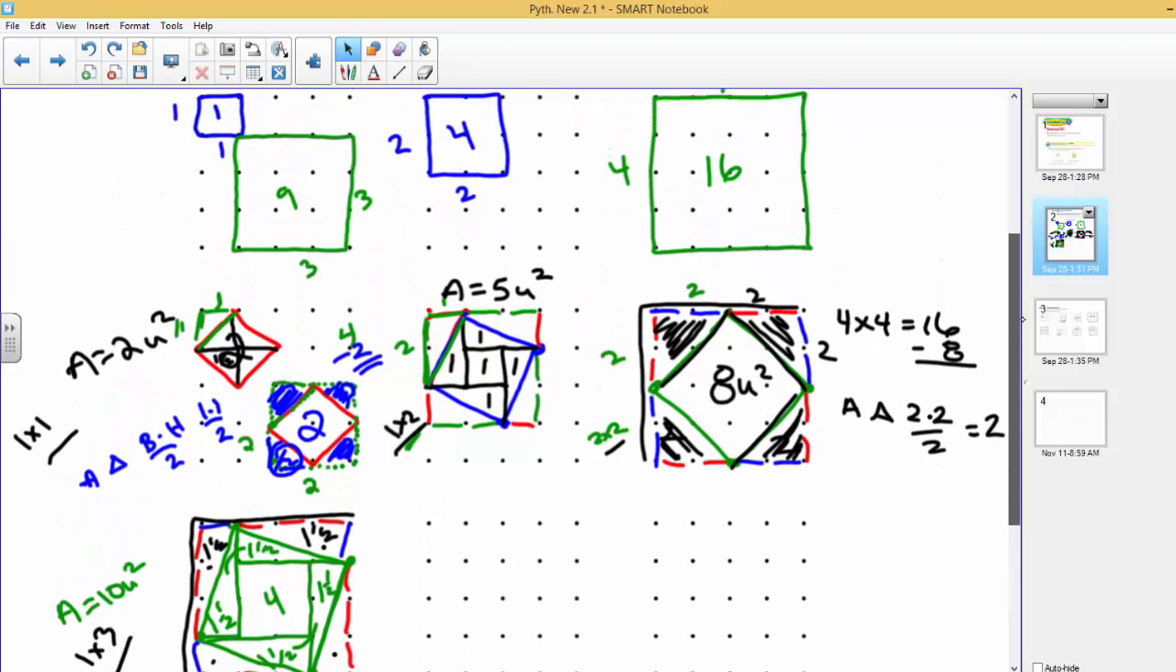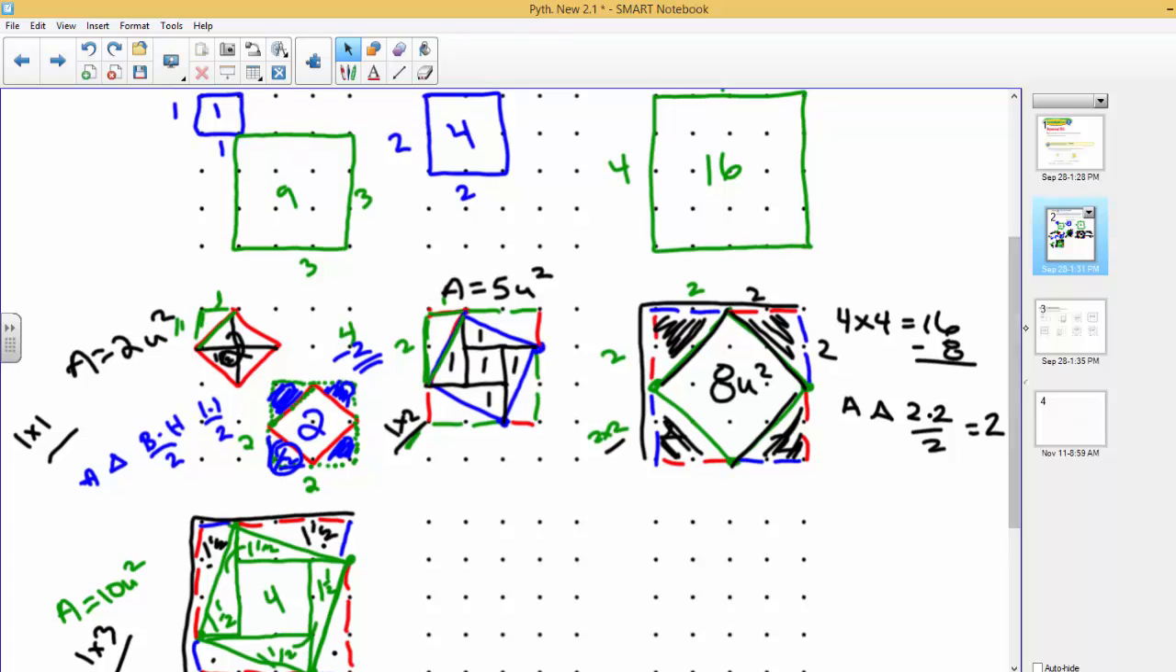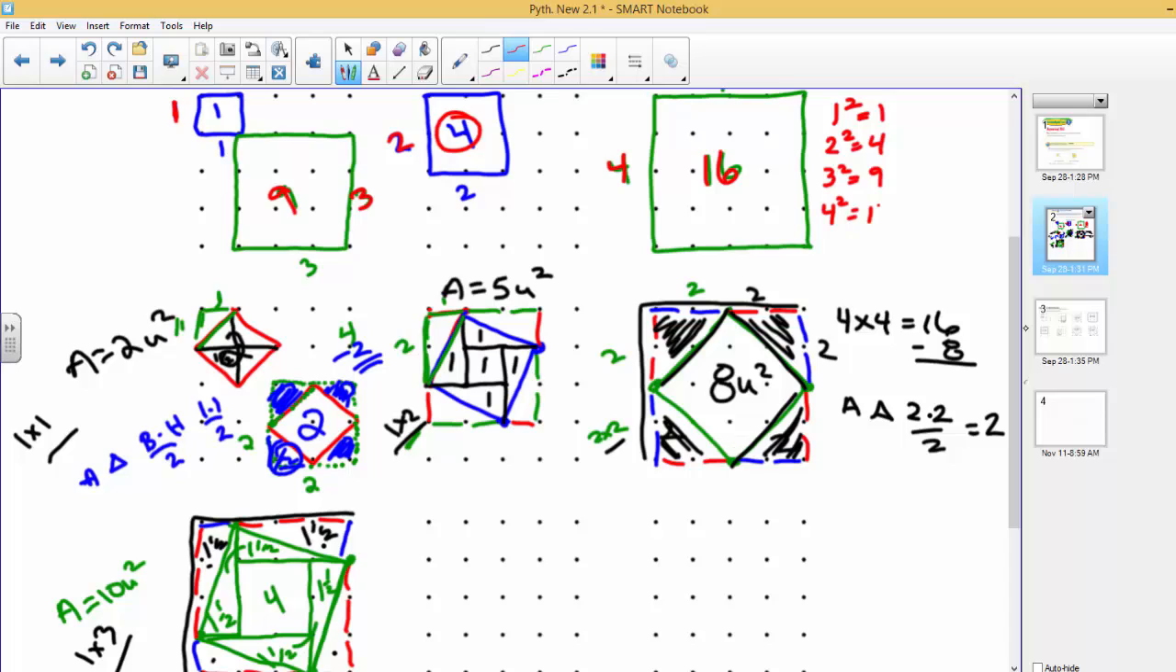Now we're going to talk about the side length that these squares give us. A 1 by 1 square gives us a side length of 1, which we already knew. An area of 4 gives us 2. The area of 9 gives us 3. And the area of 16 gives us 4. What's special about these numbers is that they are perfect squares. So 1 squared is 1, 2 squared is 4, 3 squared is 9, 4 squared is 16.